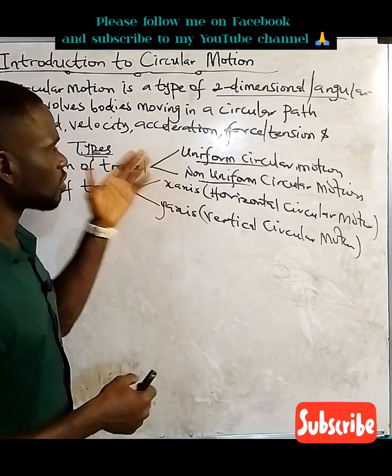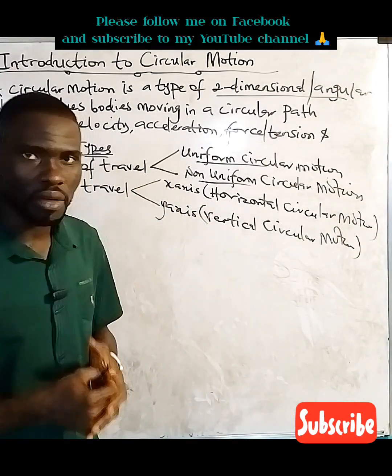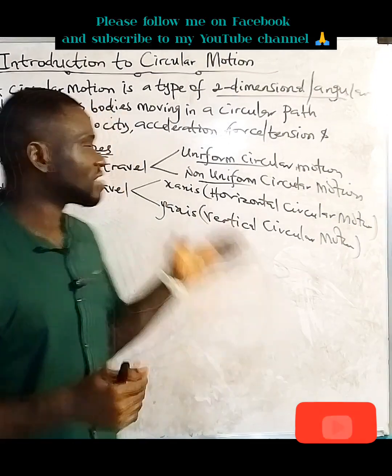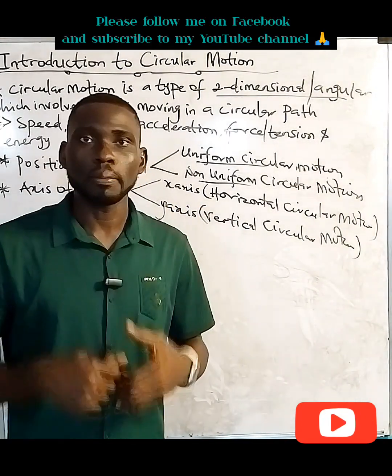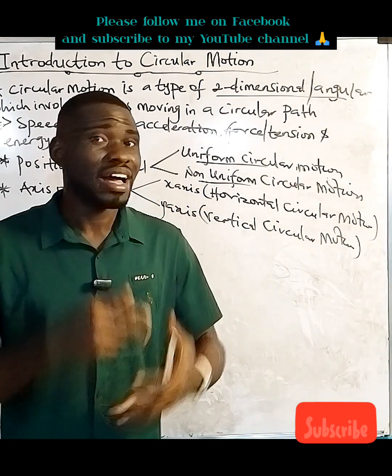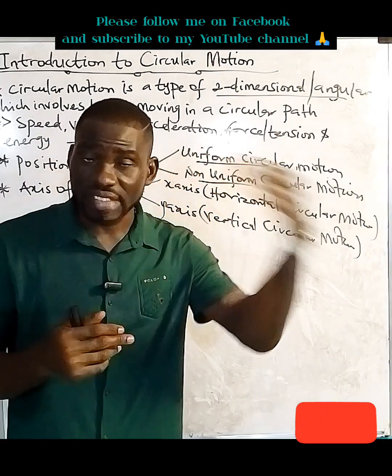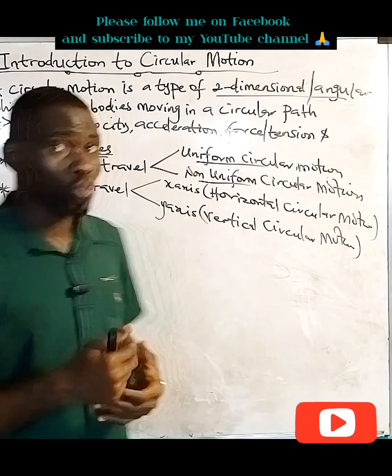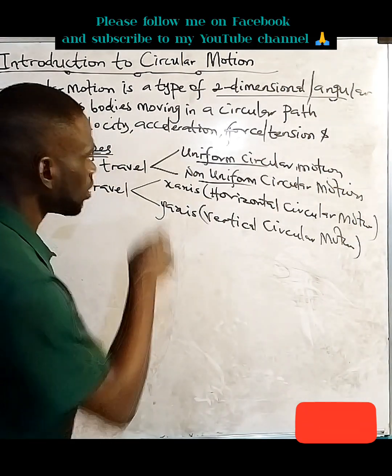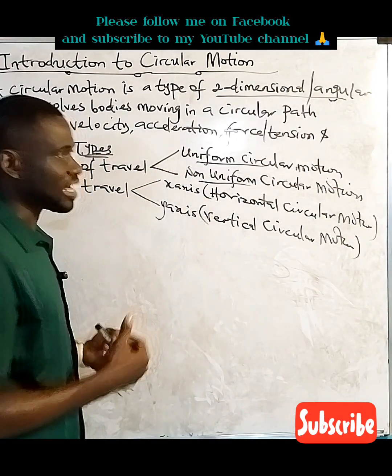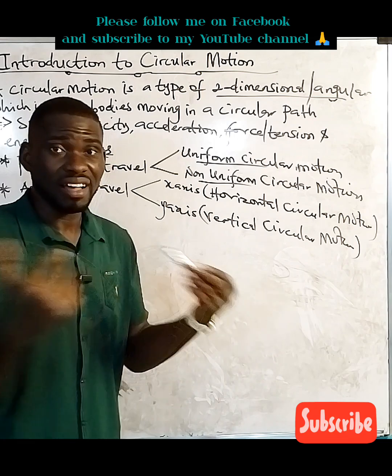But when we talk about non-uniform circular motion, non-uniform means there's no equity. It's a kind of circular motion whereby the body, even while undergoing it, takes different positions, and it is quite complex. So that is that for uniform and non-uniform circular motion. That's just a simple explanation for that.